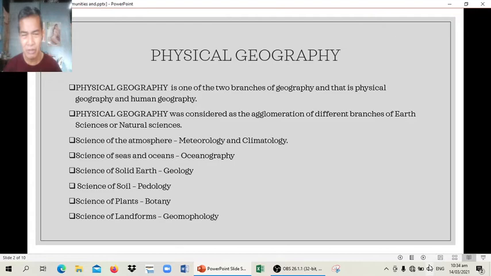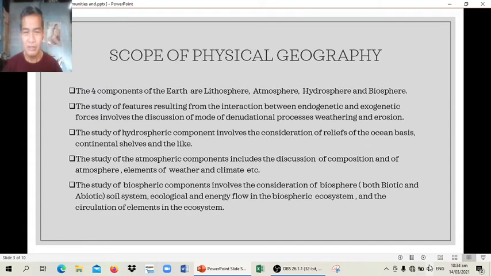There are also other physical sciences which the book did not mention, but that does not mean that they are not sciences. Let's continue. The scope of physical geography. There are four components of the Earth: first is the lithosphere, the atmosphere, the hydrosphere, and the biosphere.